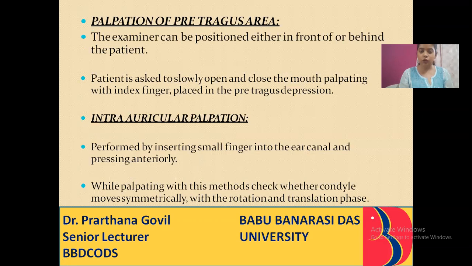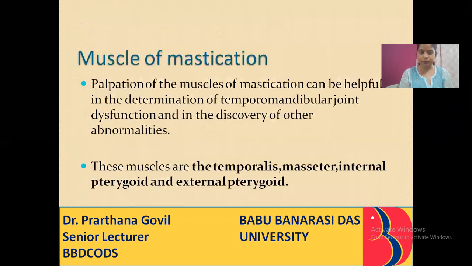Patient is asked to slowly open and close the mouth, palpating with the index finger placed in the pretragus depression. Here you need to palpate in the pretragus area for the opening and closing of the joint. Intra-auricular palpation is performed by inserting the little finger into the ear canal and pressing anteriorly. While palpating with this method, check whether the condyle moves symmetrically during the rotation and the translation phase.